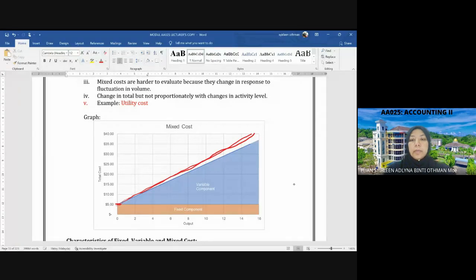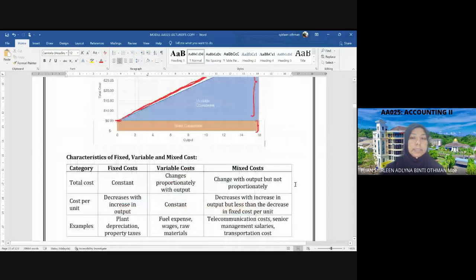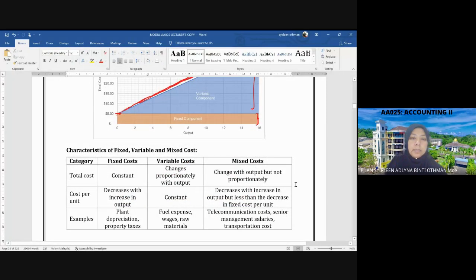Right, the one in blue is actually your variable cost component. Okay, and the one in orange, or brick color, is the fixed component. So the combination of these two will form your mixed cost graph. Alright, so this is how we show mixed cost in graph form. Okay, so this is a summary to determine the characteristics of fixed, variable and mixed cost.